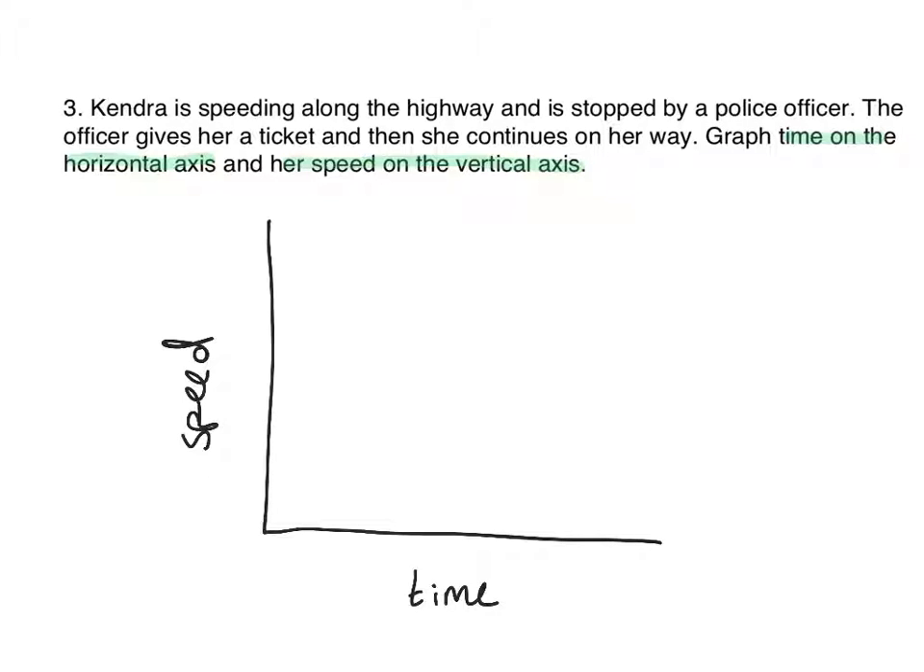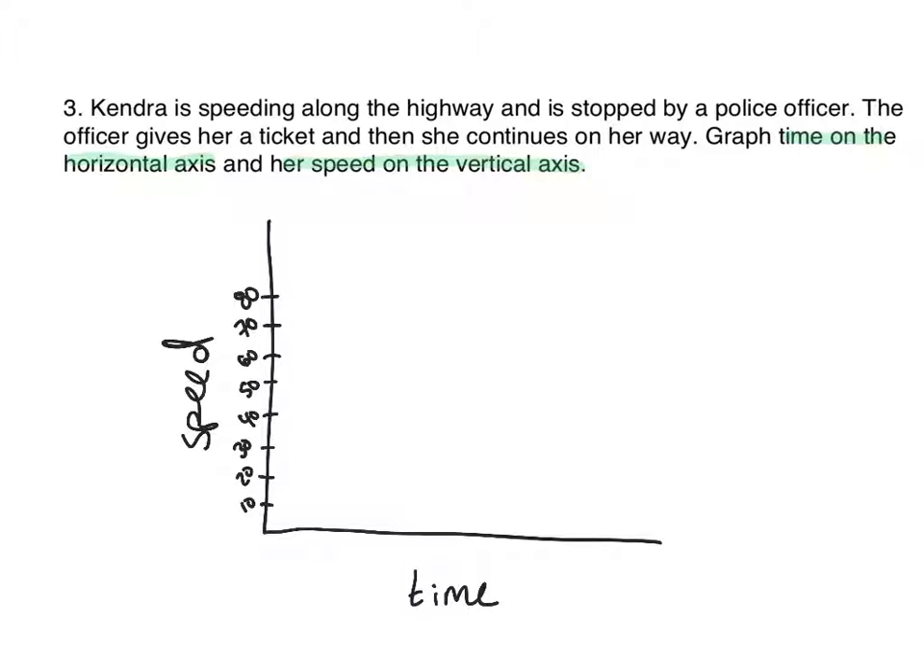Again, I didn't give you any numbers, so you're going to have to come up with your own numbers, but let's be reasonable. If Kendra was speeding along the highway, how fast do you think she was going? Not that I have any experience with speeding tickets whatsoever, I'm just going to say maybe she was going around 80 miles an hour. So my highest speed needs to be up at 80 miles an hour. I'm going to do my speed in increments of 10: 30, 40, 50, 60, 70, 80.